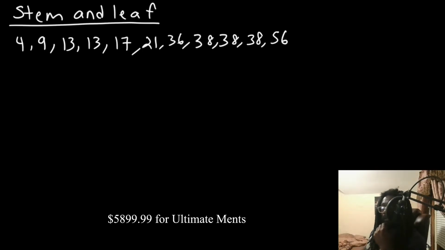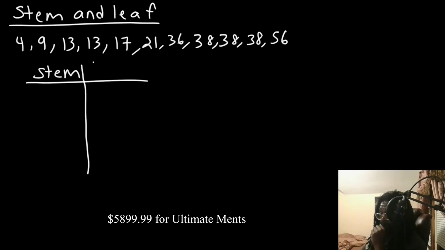So the first thing we need to do is write 2 columns. On the left is going to be the stem, and on the right, the leaf. So the first number is 4. So for the stem, we're going to write 0. And for the leaf, we're going to put 4. The next one is 9. So we're going to represent 9 as 0, 9. So we have 0 on the left, and then we're going to put 9 on the right. The next number is 13.